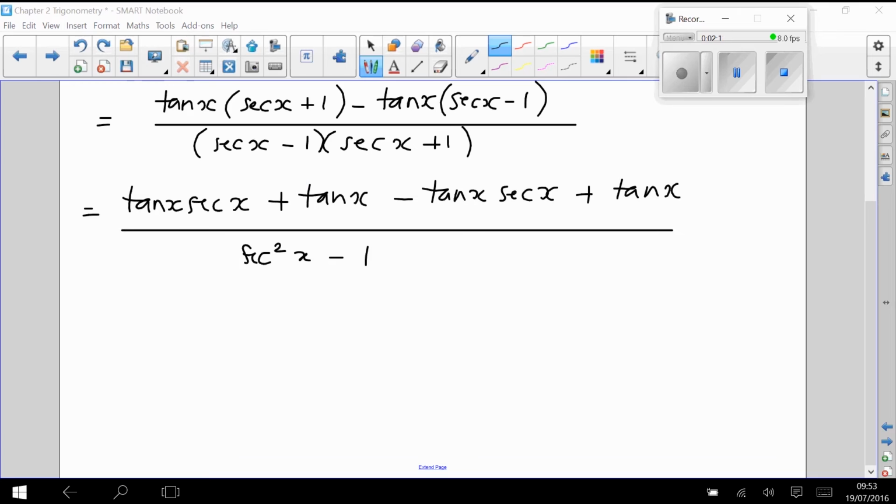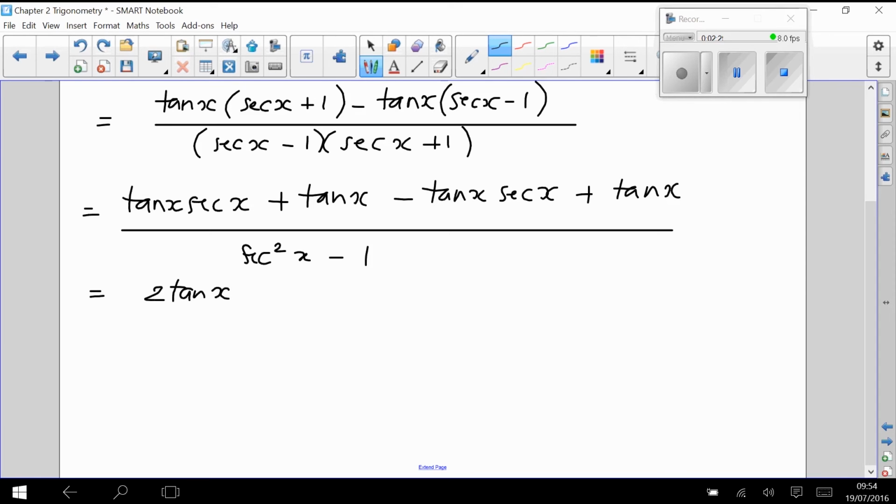You can see that by adding like terms in the numerator, my tan x sec x and my minus tan x sec x add up to 0. And so in other words, in my numerator, I am just left with 2 tan x.